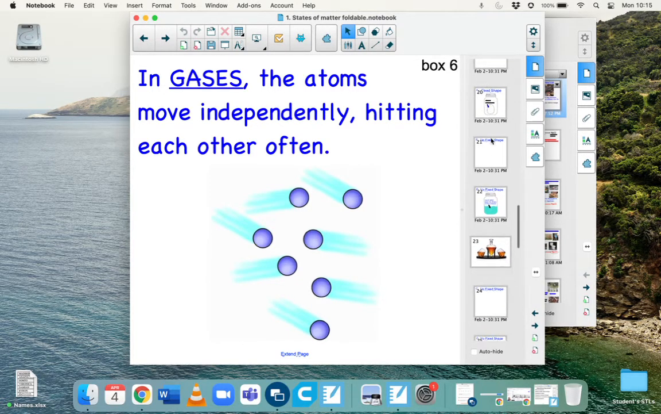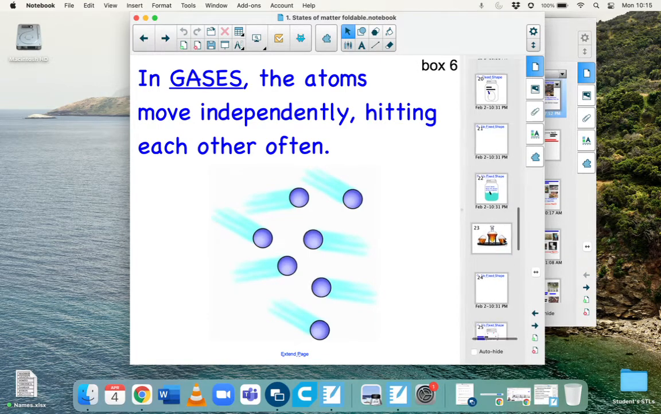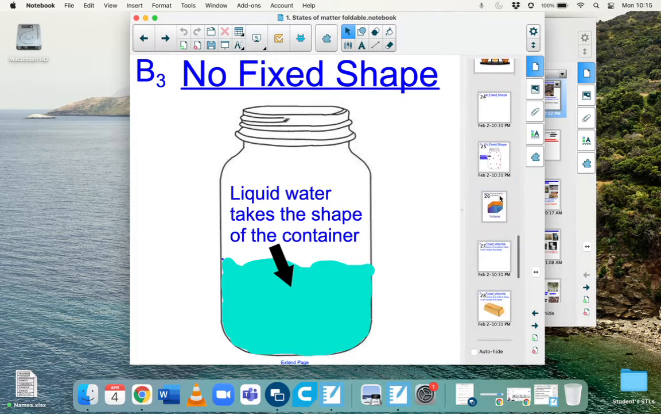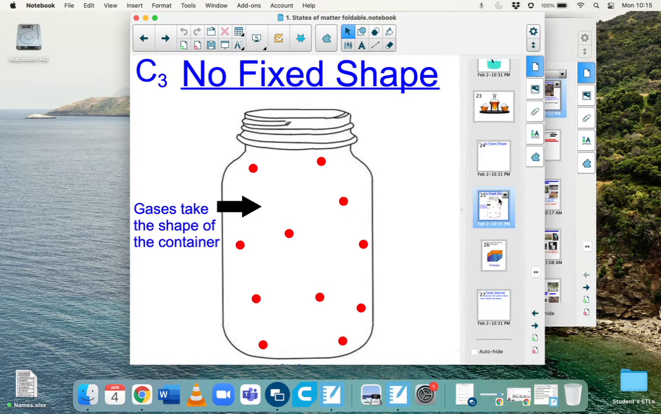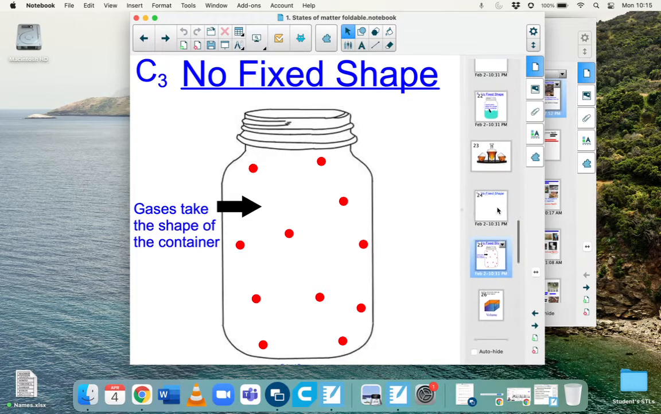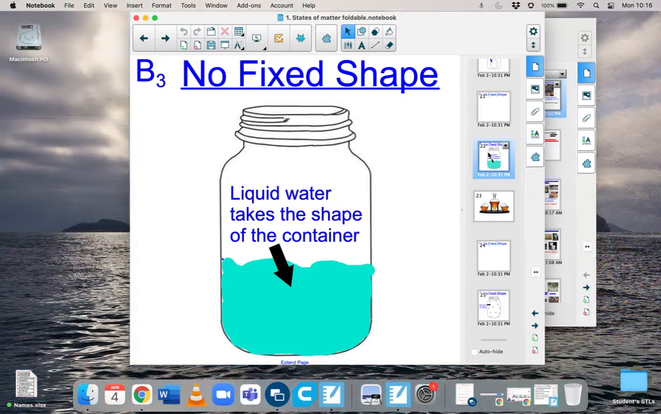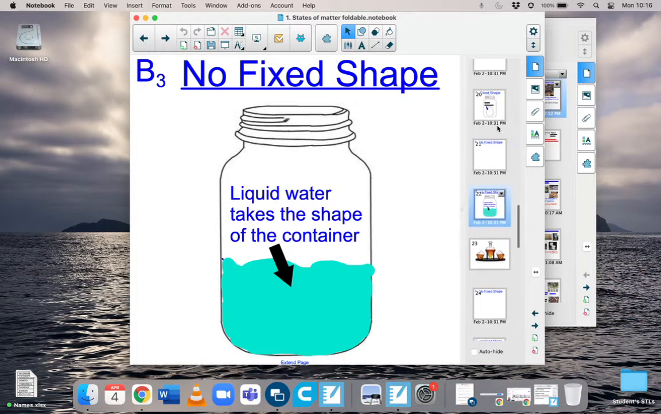And if you remember, gases have no fixed shape. They take the shape of their container. So if you put a bunch of steam, water vapor, inside of a jar, it's going to spread out and take the shape of the whole jar. Liquids also have no fixed shape. They don't keep a certain shape the way solids do. Liquid water, for example, if you pour it into a jar, will take the shape of the container as well.